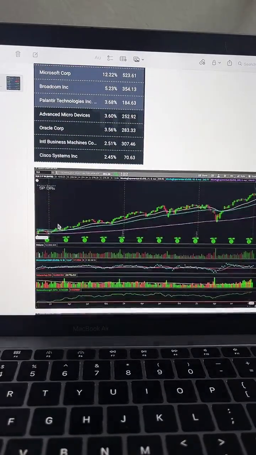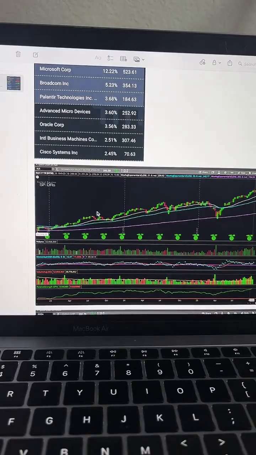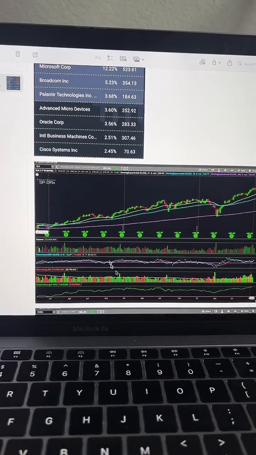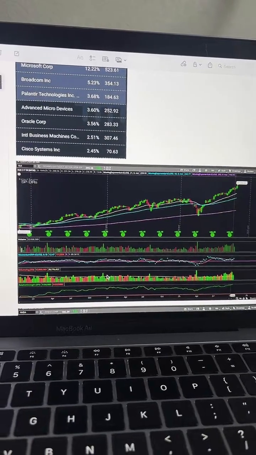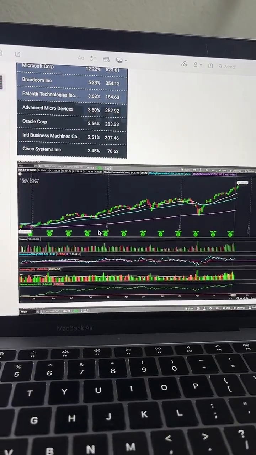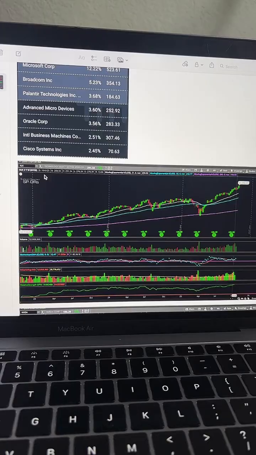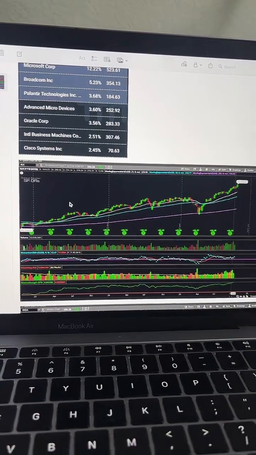So now some examples. Let me see if y'all can see this. Okay, this is the XLK, which is the tech sector, based off of it performing the best. I pulled up the tech sector chart just to kind of show you guys.